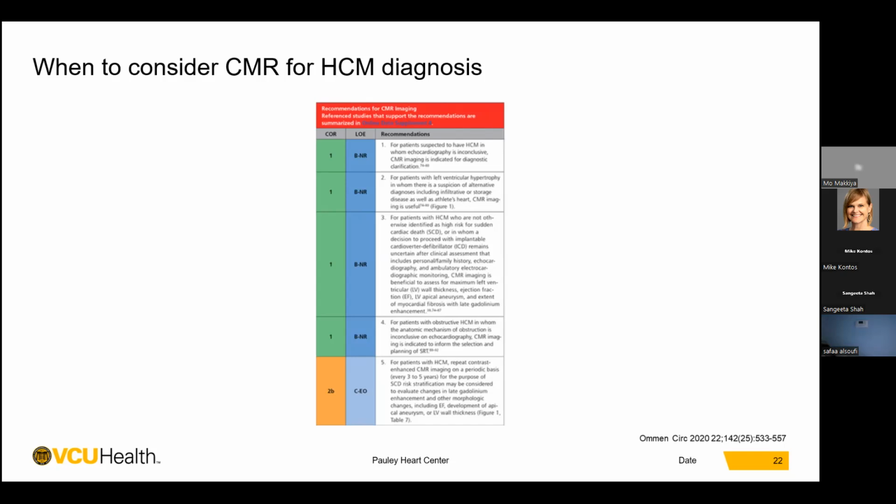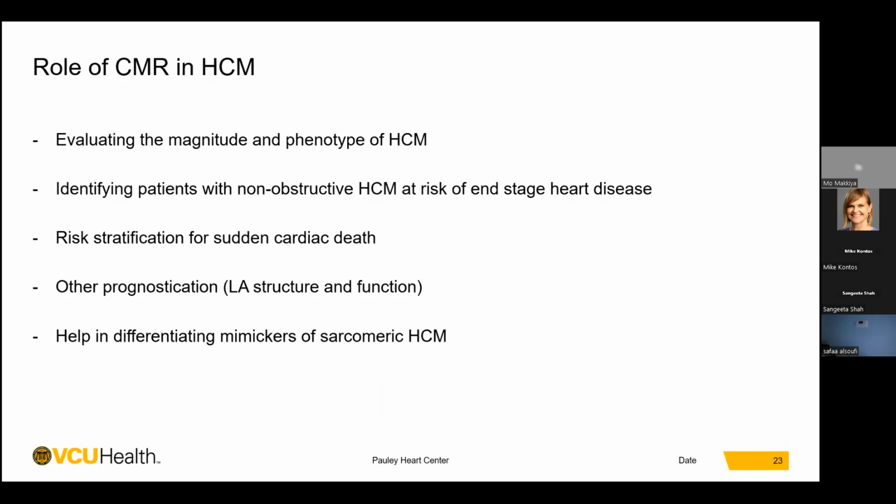I would say MRI should be done in every patient who has hypertrophic cardiomyopathy. This is, as I said, to evaluate the magnitude and phenotype of HCM, identify patients with non-obstructive HCM at risk of end-stage heart disease, risk stratification for sudden cardiac death, other forms of prognostication like LA structure and function, and help differentiate other mimickers of sarcomeric HCM.